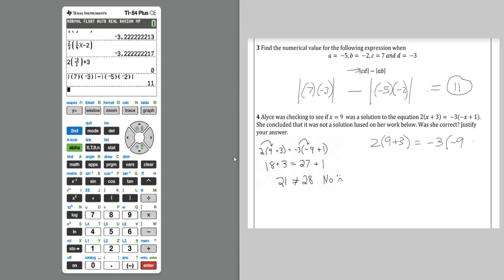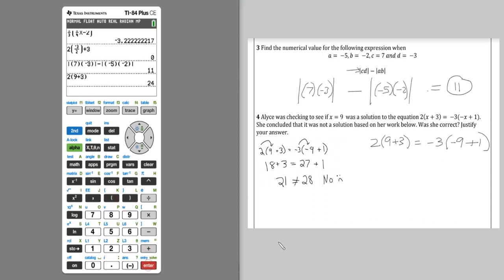Negative 9 plus 1. I had to use negative 9 here because there was a negative sign in front of the x. And now I'm going to use my calculator, because it looks like she was doing a couple of different steps, but I can just use my calculator here. Type in exactly what it says on the left side, hit enter. I get 24.